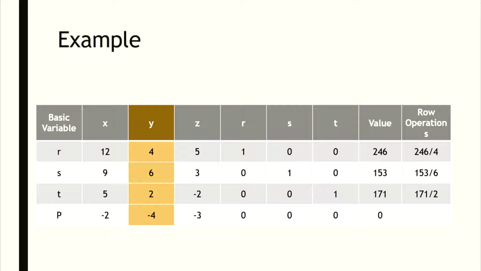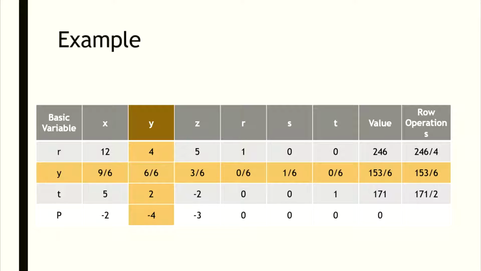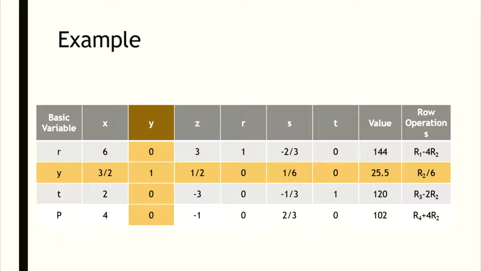We can see that the smallest positive theta value is the S row, so we now know that the pivot element is 6 there. So now we're going to divide the row by that element and change the basic variable on the left hand side to y. So divide everything by 6. Now we're going to use row operations to get rid of all of the other elements in the pivot column.